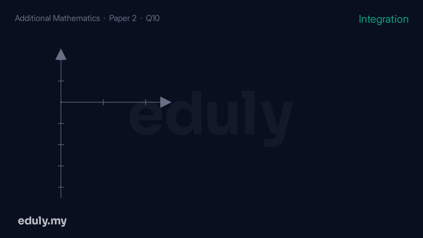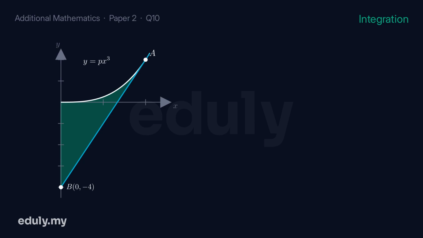Let's picture it. Here's the curve y equals px cubed, rising through the first quadrant. The tangent just touches the curve, then runs down to B on the y-axis. The region trapped between the curve and the tangent is the shaded area.